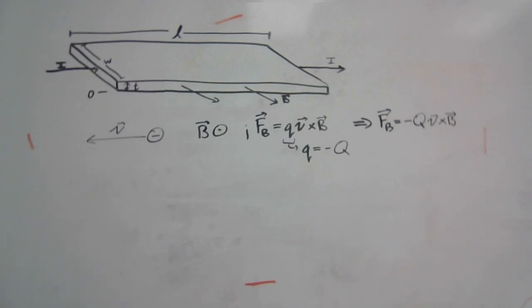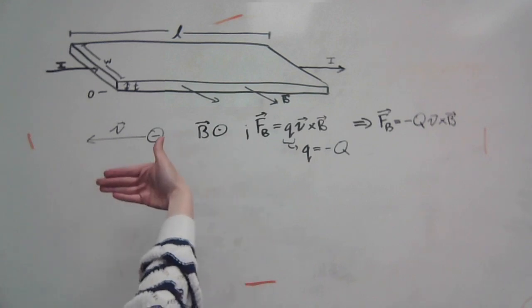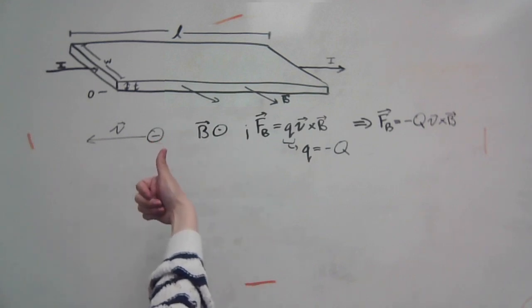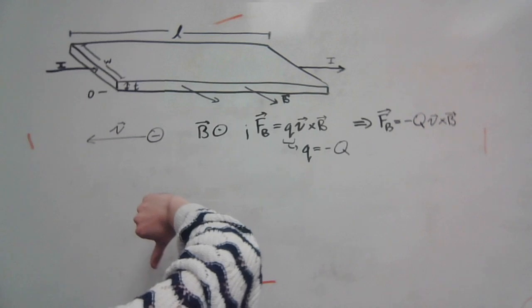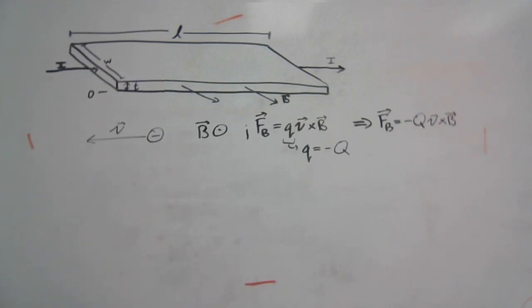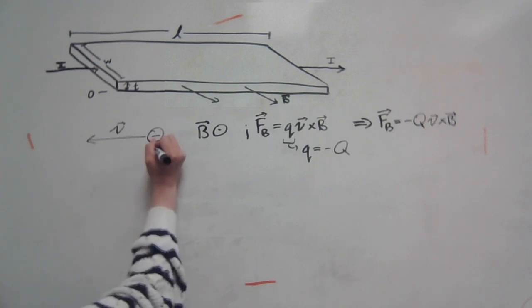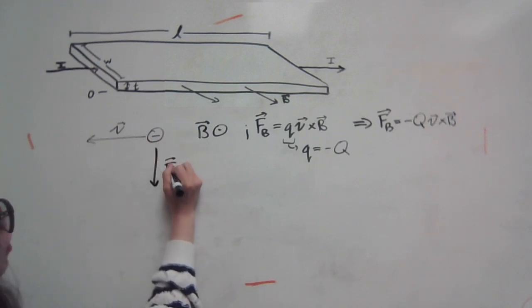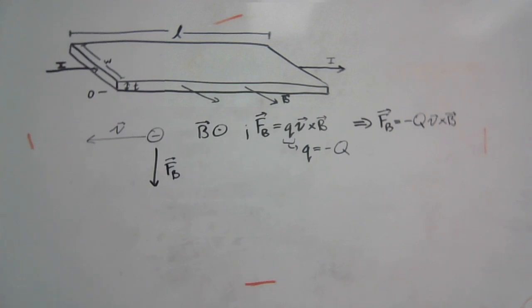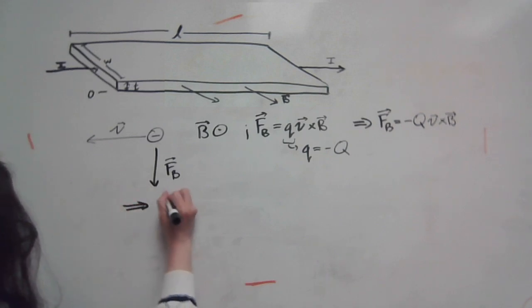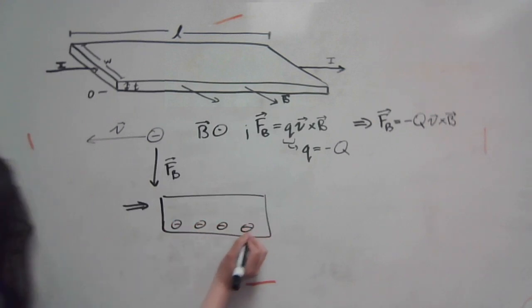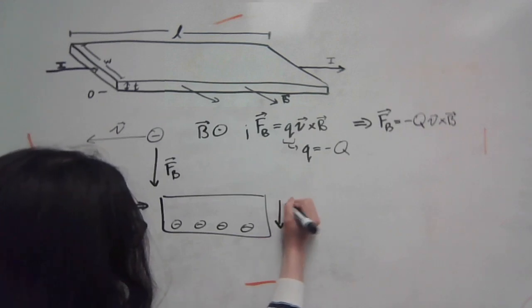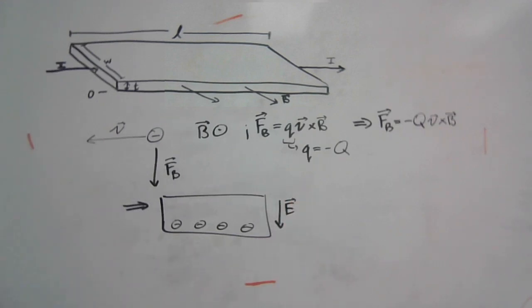So again, we use the right-hand rule. We have v going in this direction, B coming out of the page, and our charges are negative, so it's actually flipped. And the force due to the magnetic field is actually going down. So what we get in this case is that at the bottom of the slab, we have these negative charges accumulating, and the electric field we get is in this direction, which is the opposite direction of what we had before.